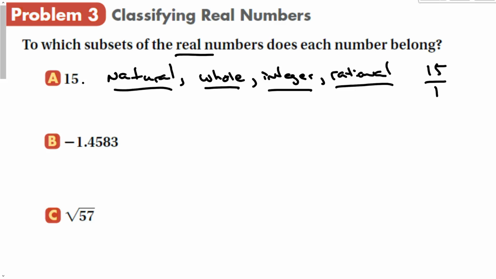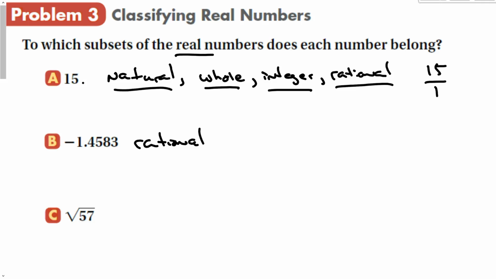Okay? Number B is negative, so that means it can't be natural. It has decimals in it, which means it can't be whole, can't be an integer. My only decision is: is this rational or irrational? This one is rational because it stops. Okay? It is a decimal that stops.